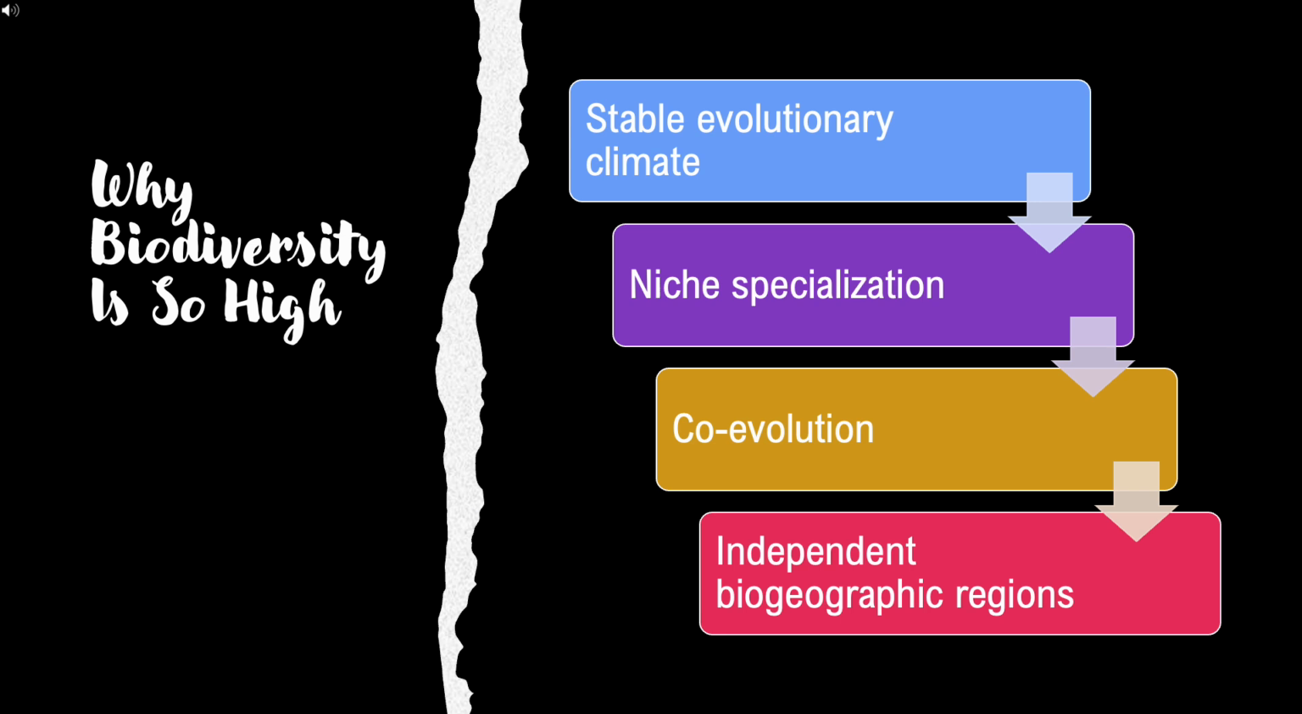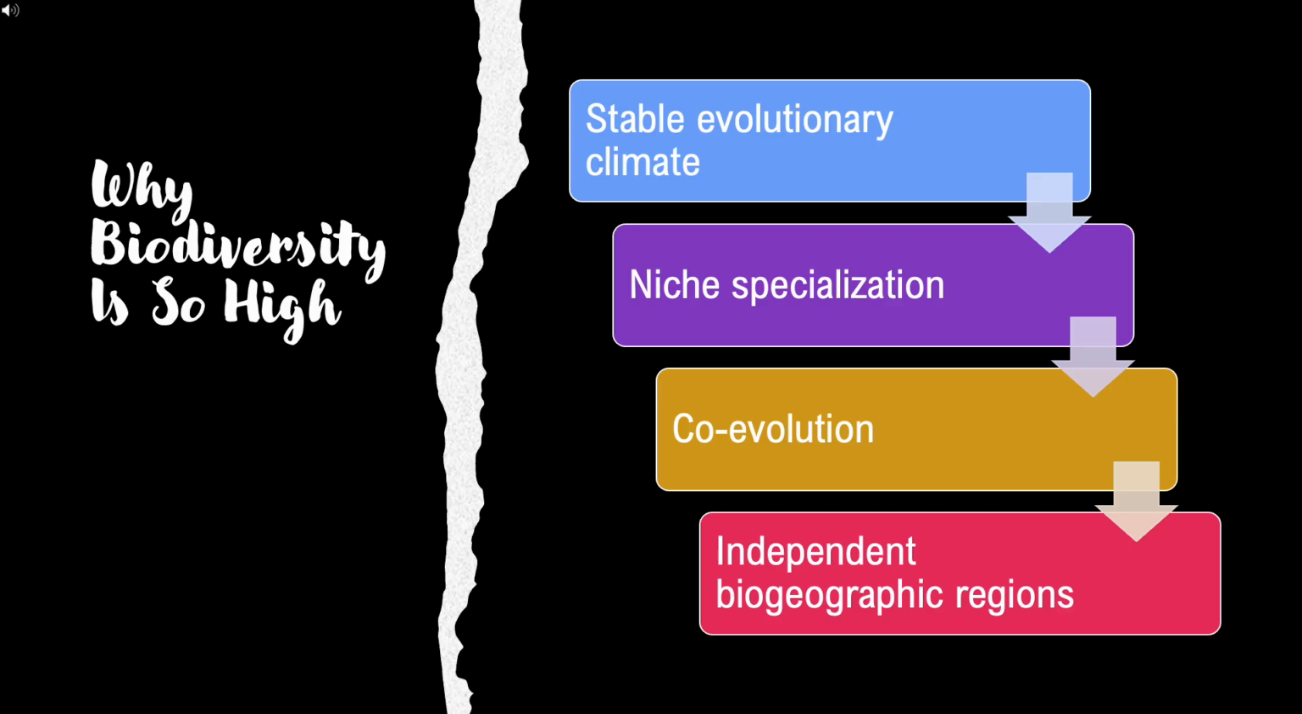And fourth, independent biogeographic regions. The Amazon, the Congo, Southeast Asia, other tropical regions have been isolated from each other by geography for millions of years. Each has evolved its own unique fauna and flora independently. So global tropical biodiversity is partly the sum of multiple independent evolutionary experiments.